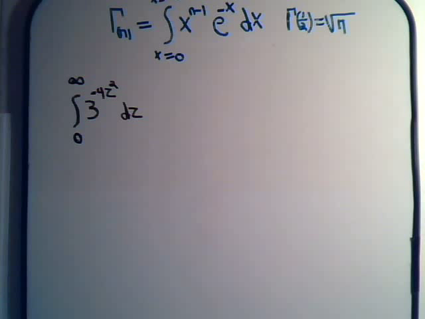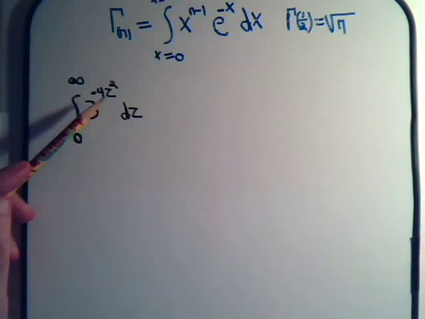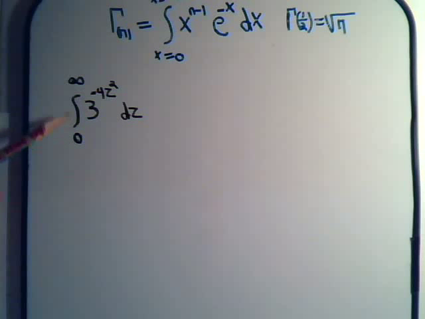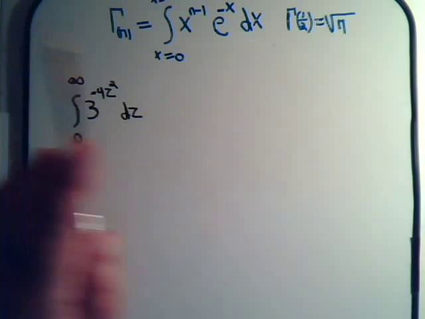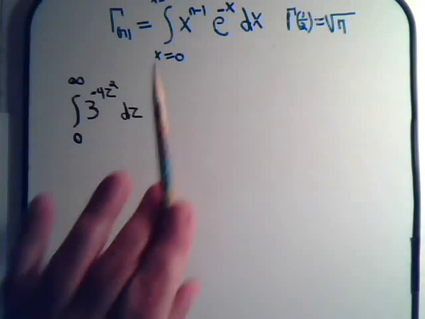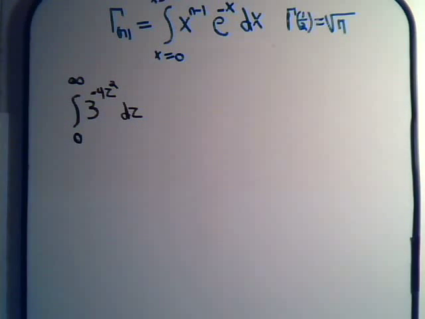Here we have our last example in using gamma functions to solve different types of integral problems. And here we want to consider this integral, where we have 3 to the minus 4z squared dz, where z goes from 0 to infinity. And looking at this, it seems like it's a far cry from a typical gamma function type integral.